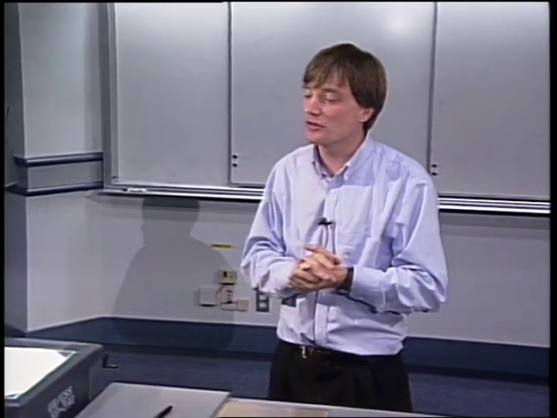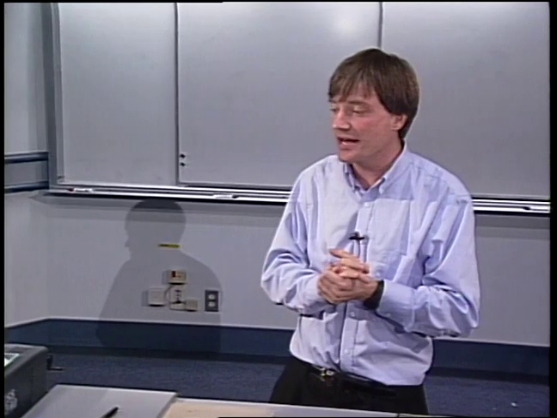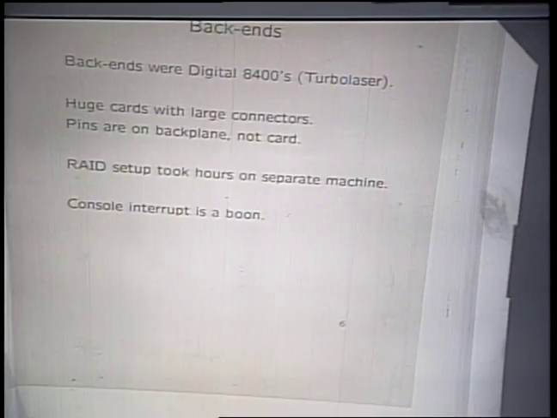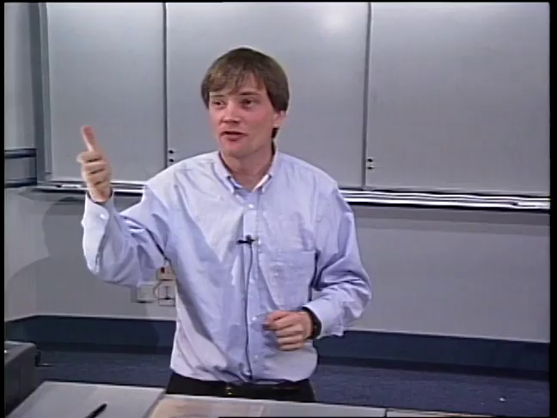A little bit about those back-end servers. There's things called the Turbo Laser, the 8400, DEC's biggest machine at the time. One amusing thing about them is that the way these are constructed is they have these huge cards with large connectors on the back. There are gazillions of pins on these connectors. But an interesting design choice that was made in this machine was that the pins are on the back plane and the sockets are on the cards.